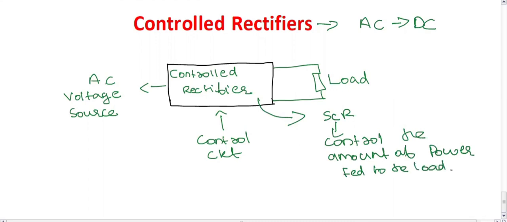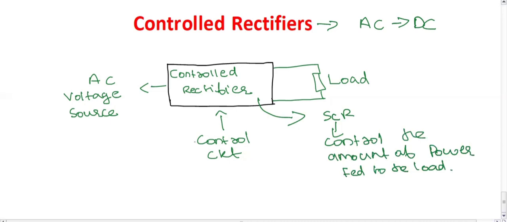So we have an AC voltage source, then the controlled rectifier. That means it will have a control circuit. That is, we can give the gate pulse and decide when the switch should be on. Normally, a diode is not a controlled device. As soon as we get the positive half cycle, the diode will start conducting. But here, we can give a particular firing angle.